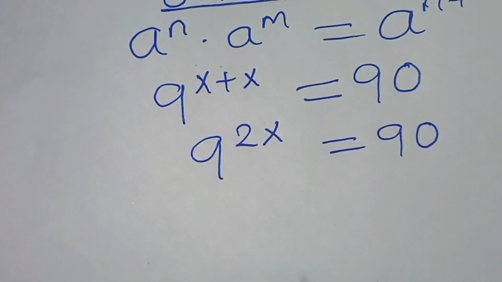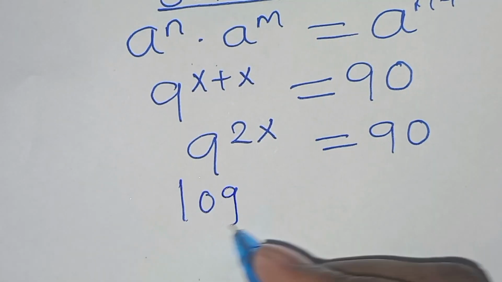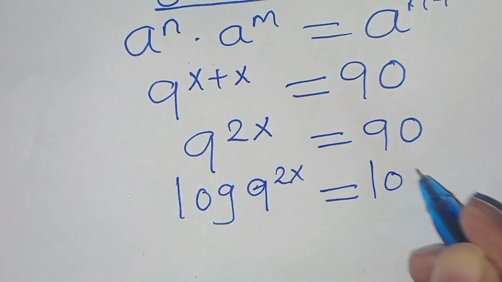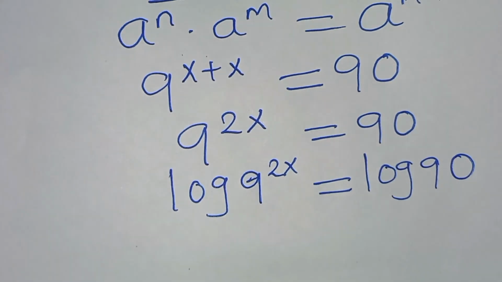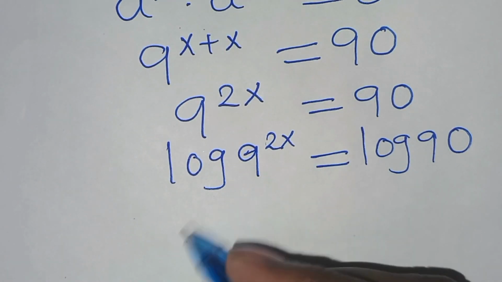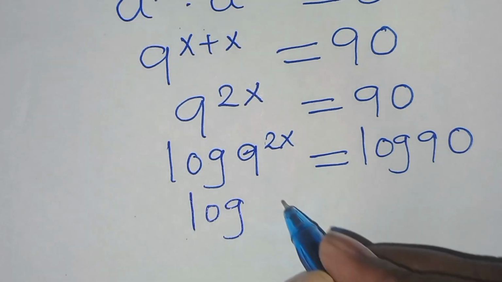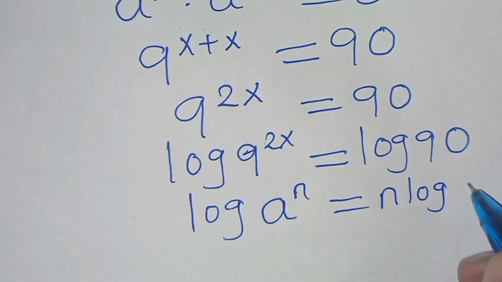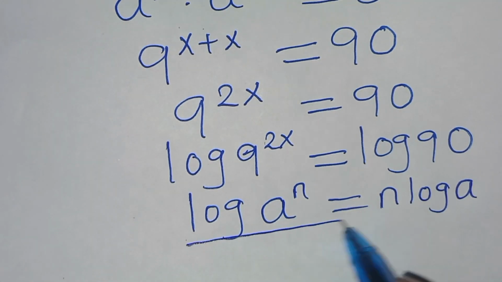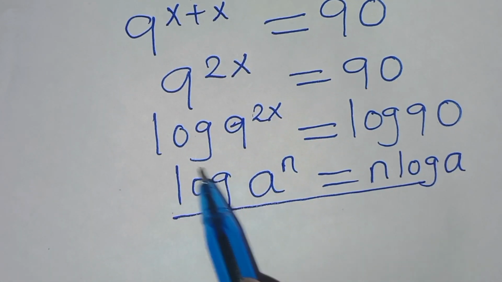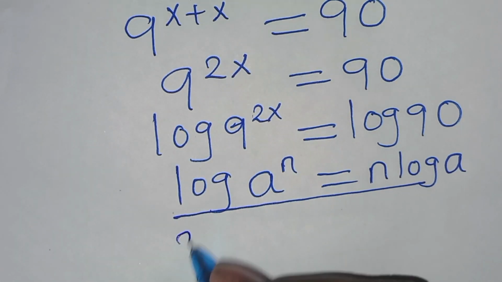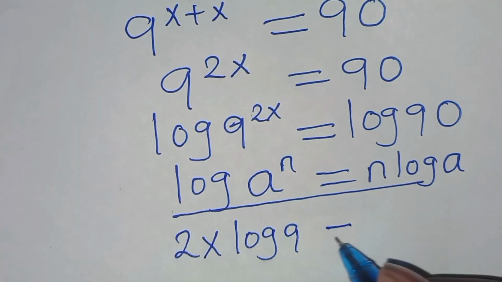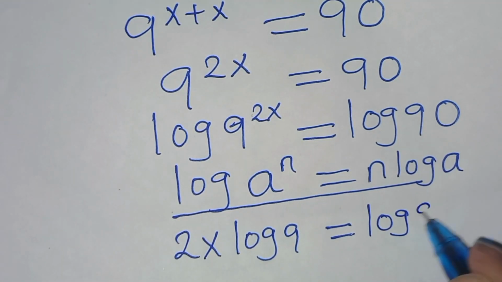To solve for x here, we introduce logarithm on both sides. So we have log 9 to the power 2x. This is equal to log 90. So log 9 to the power 2x, this is in the form of log a to the power n, which we can express as n log a. Applying this power rule property, then we have that log 9 to the power 2x can be expressed as 2x log 9. This is equal to log 90.